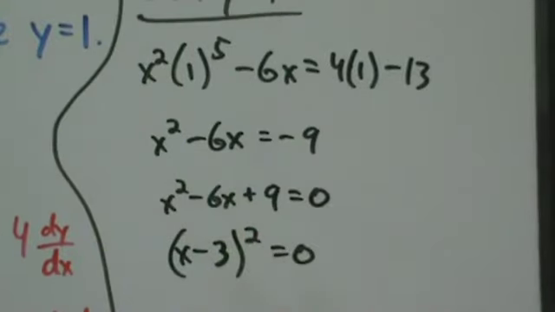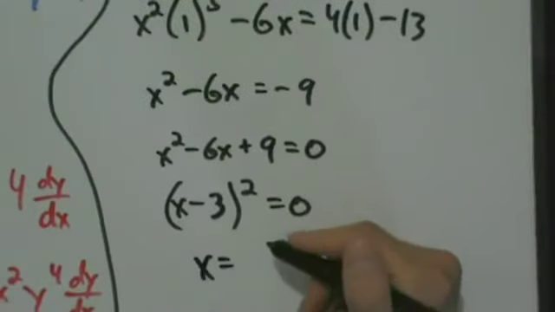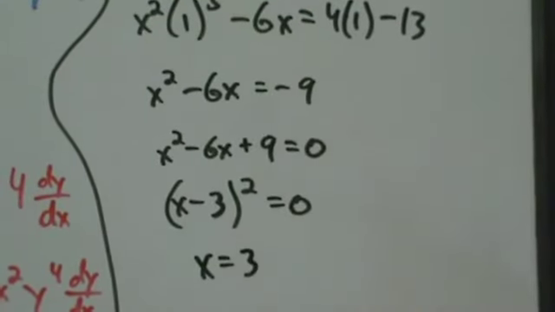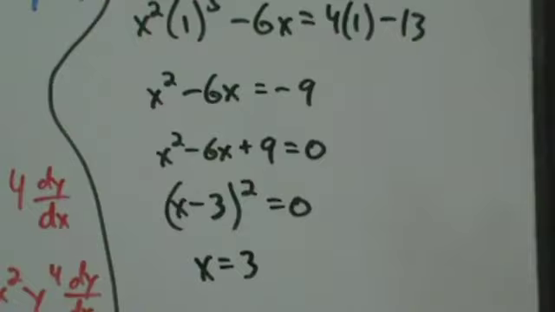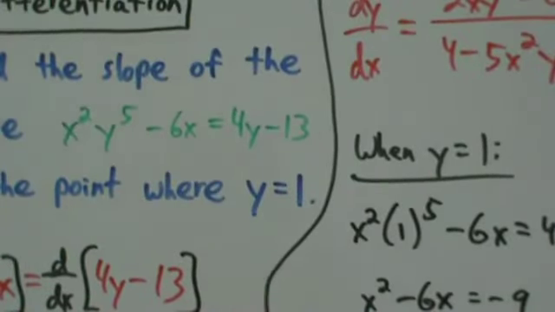So there's actually only one value of x that satisfies that equation, and that's good because now we know that there's only one point we're looking at. So (x − 3)² = 0 just means x = 3. Okay, so what does that tell us then? That tells us that when y is 1, x equals 3.